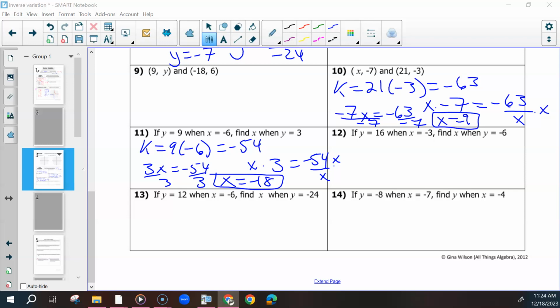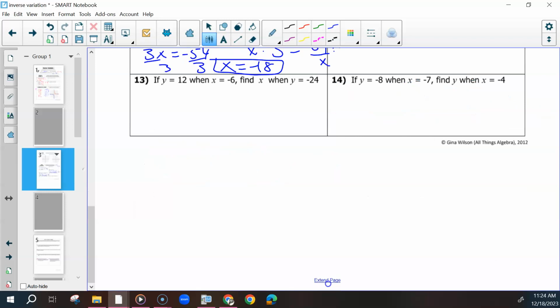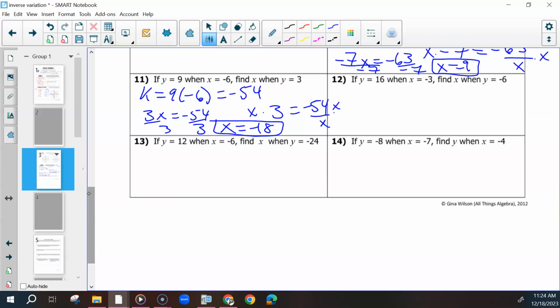Okay, so in this one we found x. Let's do one where we have to find y. 14. Okay, so if y equals -8 when x equals -7, find y when x equals -4. What would we do first? -8 times -7. Multiply these two to find k. What is the value for k? Positive 56.